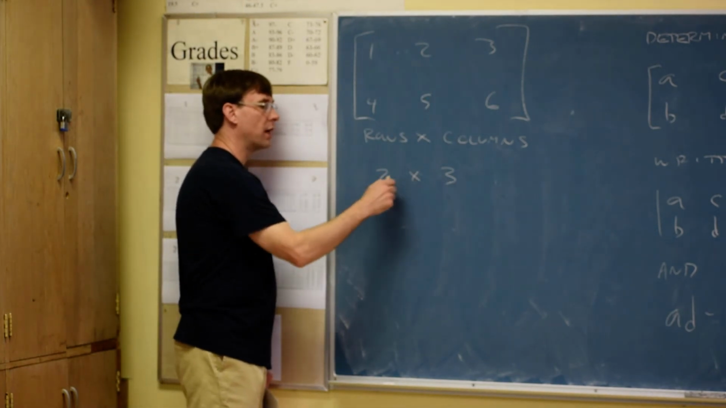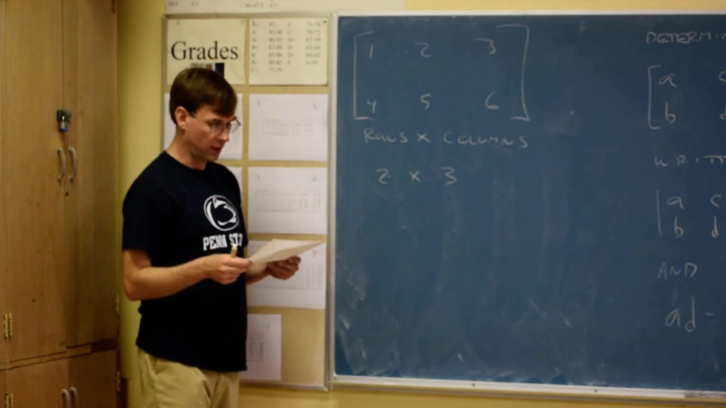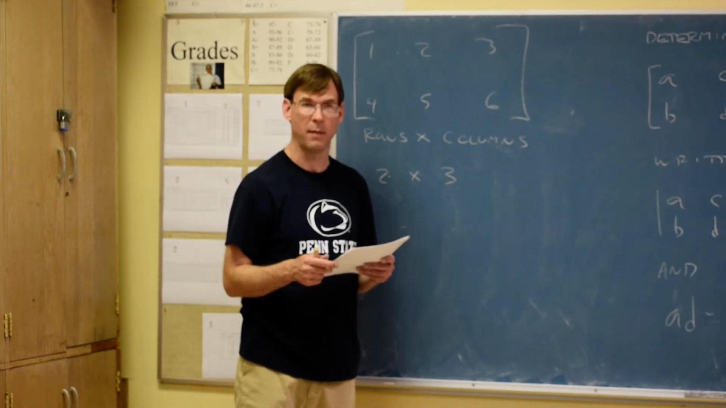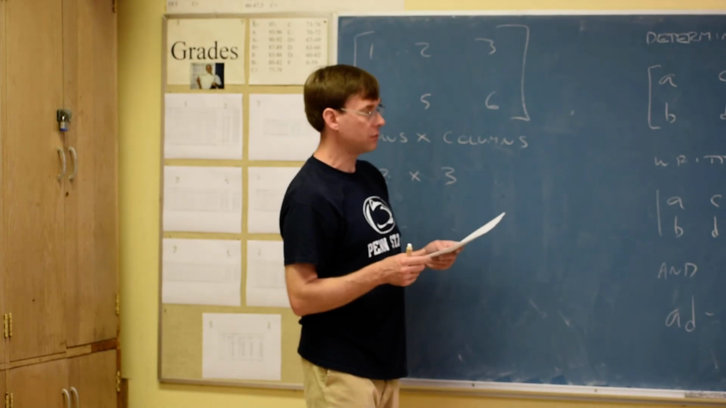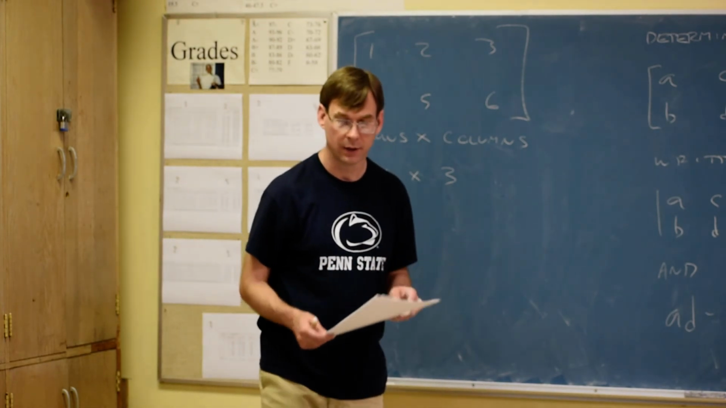If these numbers were equal, the rows and the columns were equal, that would be called a square matrix, and every matrix we're going to look at for the rest of the day today is going to be a square matrix. Every square matrix has a number associated with it, and that's called its determinant.